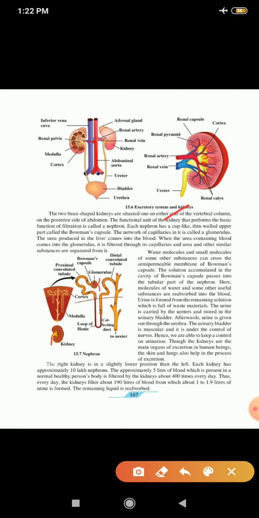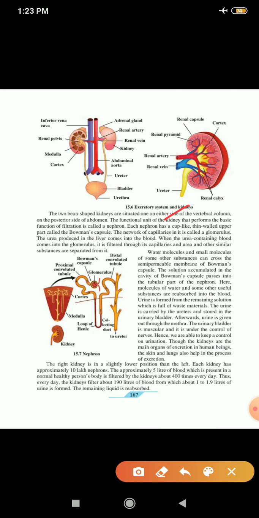Very important, nephron. Each nephron has a cup-like thin-walled upper part called a Bowman's capsule. Okay, the network of capillaries in it is called the glomerulus. Underline it. So many capillaries are there. The urea produced in the liver comes into the blood. When the urea-containing blood comes into the glomerulus, it is filtered through its capillaries, and urea and other similar substances are separated from it.